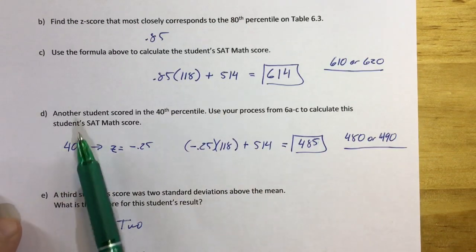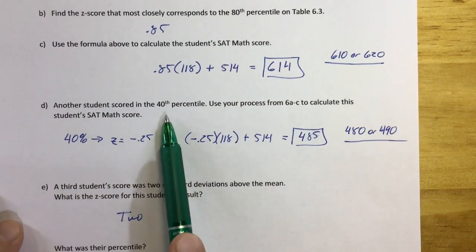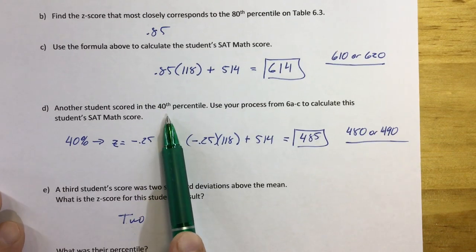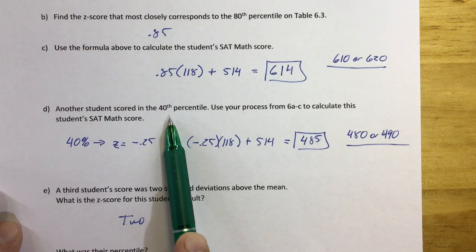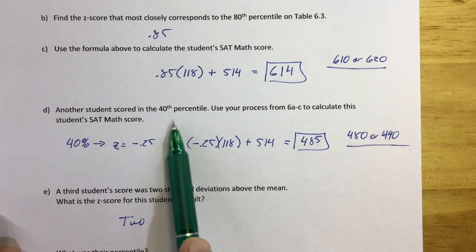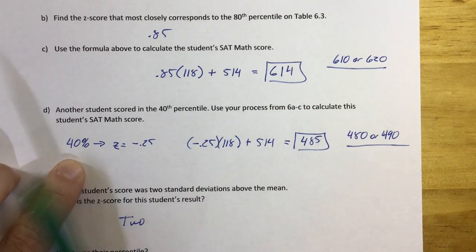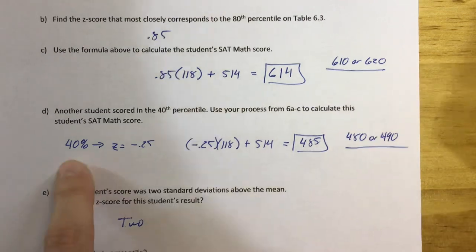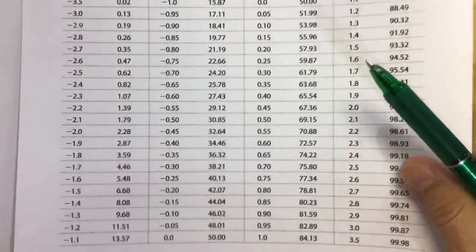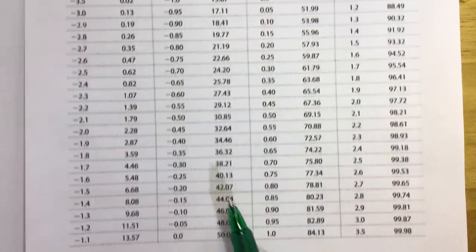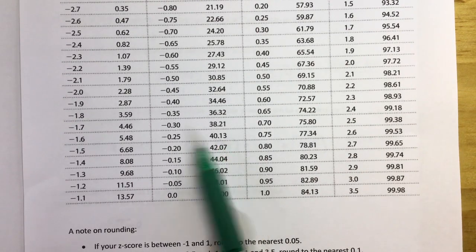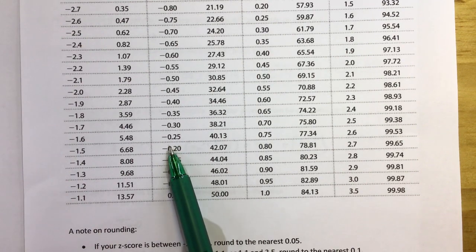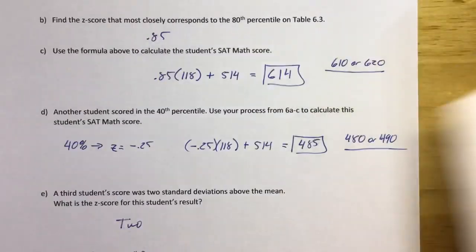All right, we have another math student who got a 40th percentile. That means they only did better than 40% of the others who took the test. They're on the bottom side of things here. When you go look up the 40th percentile, because it's underneath the 50th percentile, you're going to get negative z-scores. So you have a negative 0.25.